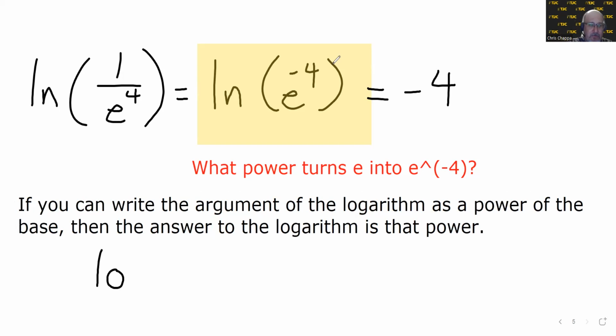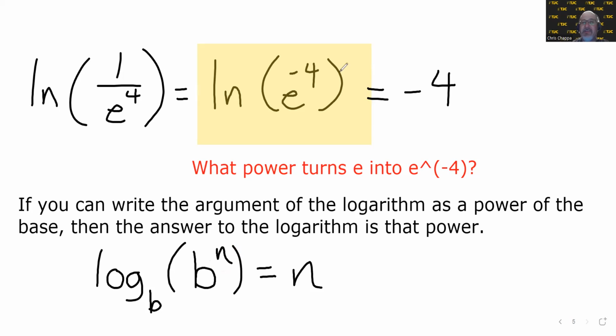If you can write, let's make it as generic as possible. How would we write a generic base? How about with a b? If you can write the argument of the logarithm as a power of the base, so if the argument is b to some power, we'll put an n there, then the answer to the logarithm is that power, because the question is, what power would I put on this to turn it into that? Well, isn't the power that would do it that one? It is. The power that turns b into b to the nth power is n. This is going to be a property that is summarized in the next video.